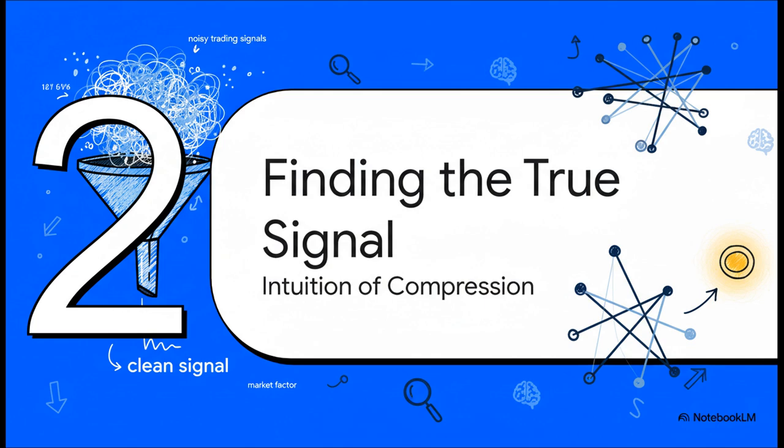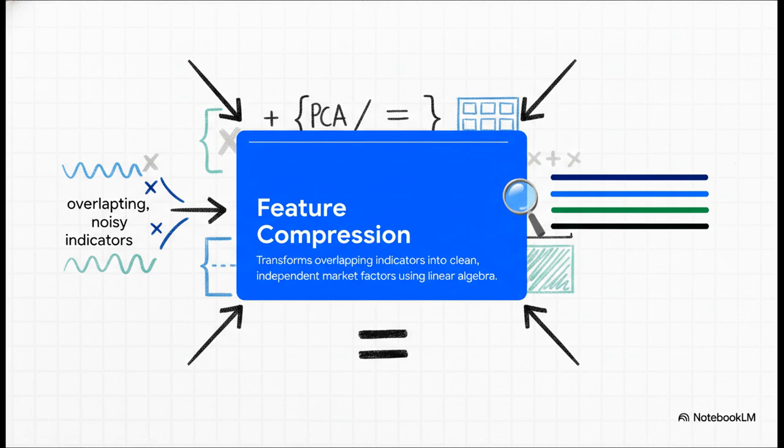It's a really powerful technique called feature compression, and it's all about uncovering the real story that's hiding in your data. Okay, so if we're going to get formal for a second, feature compression uses some pretty powerful linear algebra. We're talking about methods like principal component analysis, or PCA, to take all those overlapping, noisy indicators and boil them down into just a handful of clean, independent market factors. It's a way to mathematically find the true, uncorrelated drivers that are moving prices.